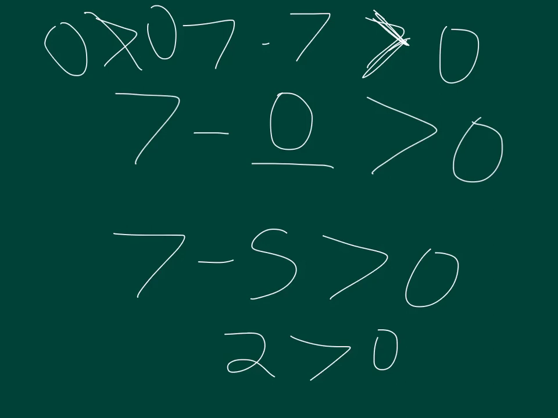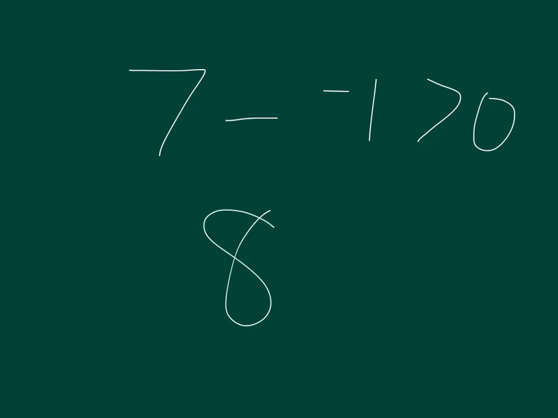But what about negative numbers? What if I said 7 minus -1 is greater than 0? Okay, 7 minus -1. Think about the number line. Think about those color chips. 7 minus -1 is 8. 8 is greater than 0. So that does work. Good job.